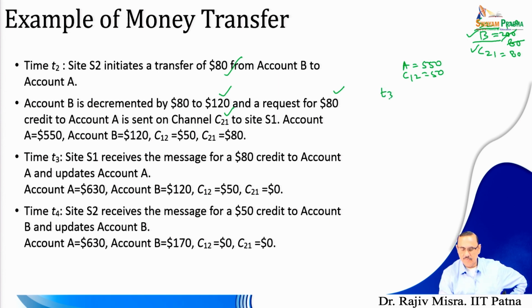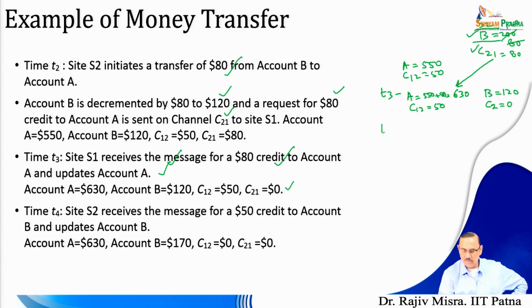Now, at time t3, if you consider, the site S1 receives a message of 80 credit, that means this C21 is received here in time t3 for $80 credit to the account A and updates the account A. So, account A will have 550 plus 80, that is 630, and account B will still be 120, and C12 will be again $50 and C21 will become 0. Why? Because the channel is now empty.